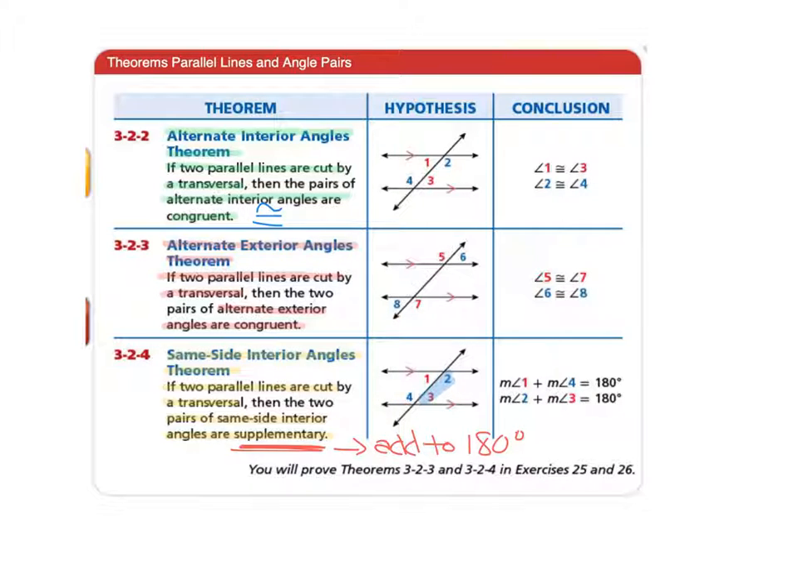And for same side interior, now that we have a little pattern going here, you may think that they're congruent, but they're not. These will add to 180. They're supplementary. They'll add to 180 degrees.